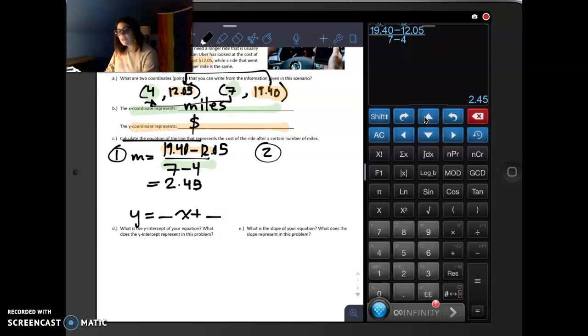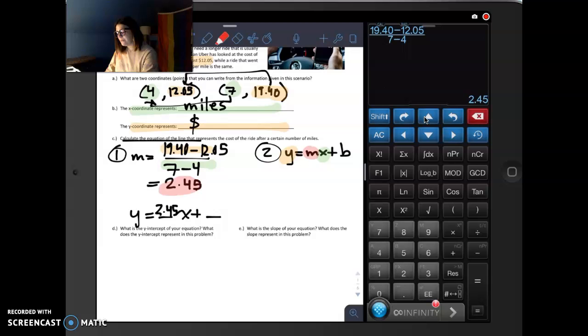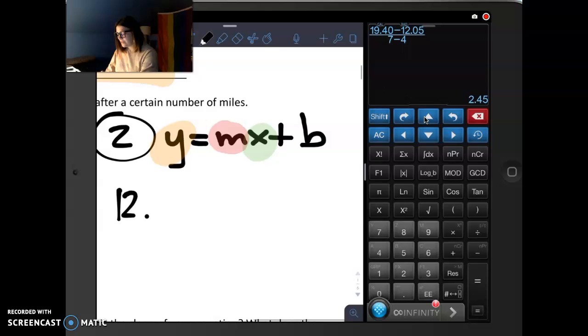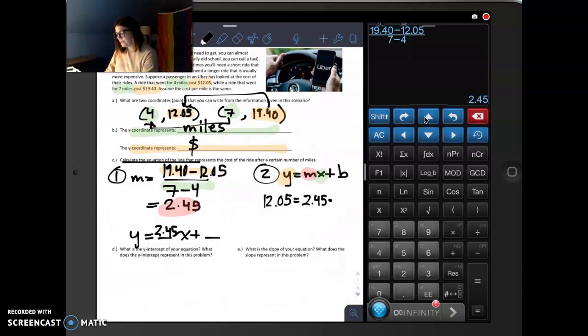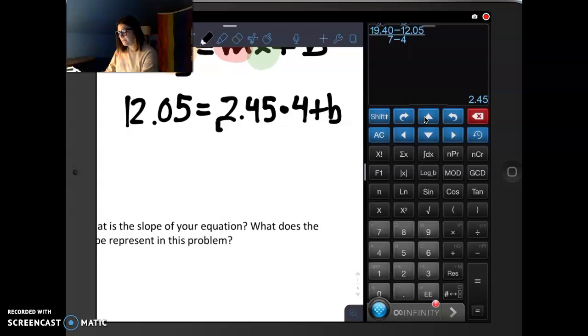All right, part 2 to finding this is to solve for b. So again, we have to write y equals mx plus b. We're going to use the first point. The y comes from the point. The x comes from that first point. And then we know that we just solved for the m. So that's the m. We're going to solve for the b. So the y is $12.05 from the point. The m is $2.45. Remember that you're always multiplying if you have 2 numbers next to each other. And then you're going to do times 4.